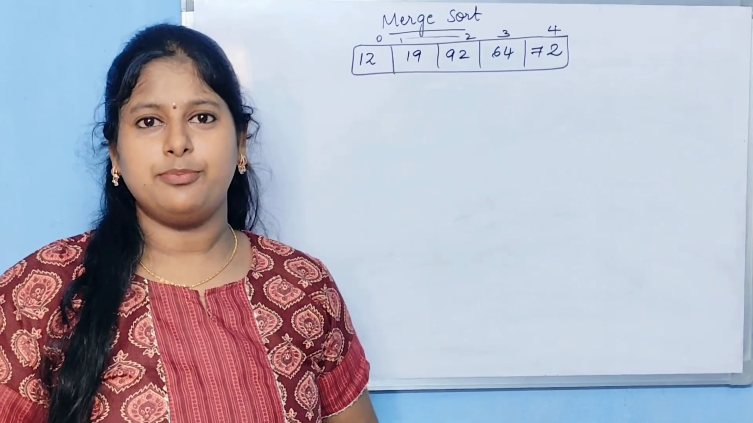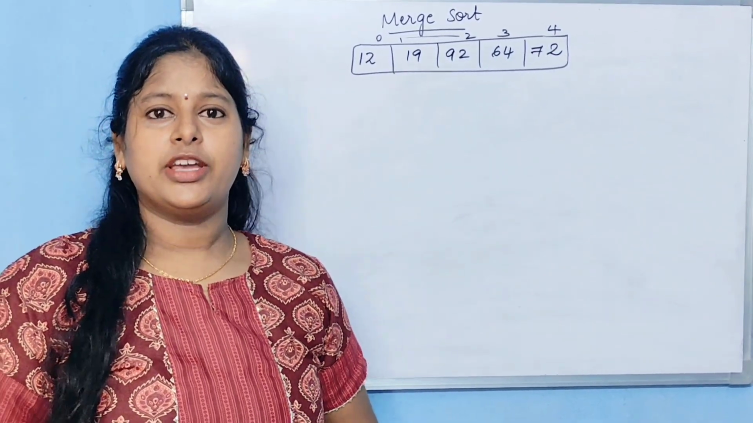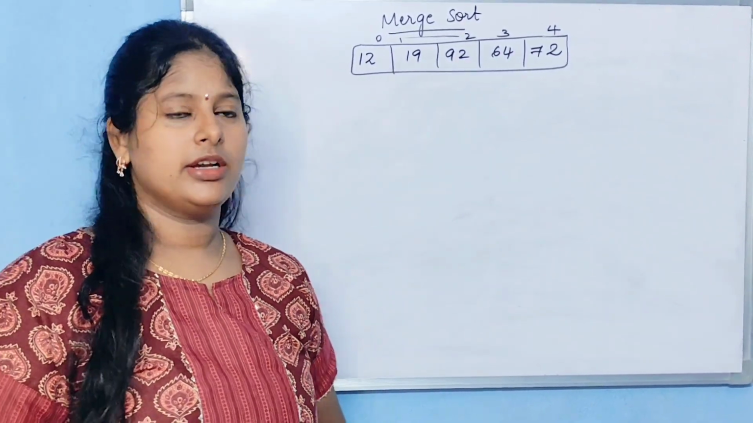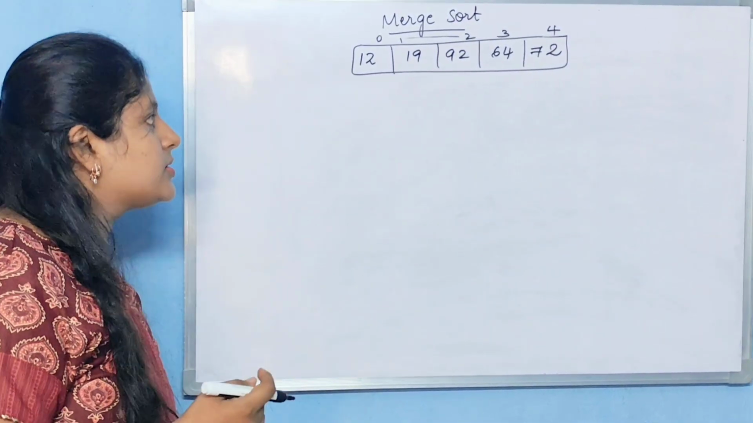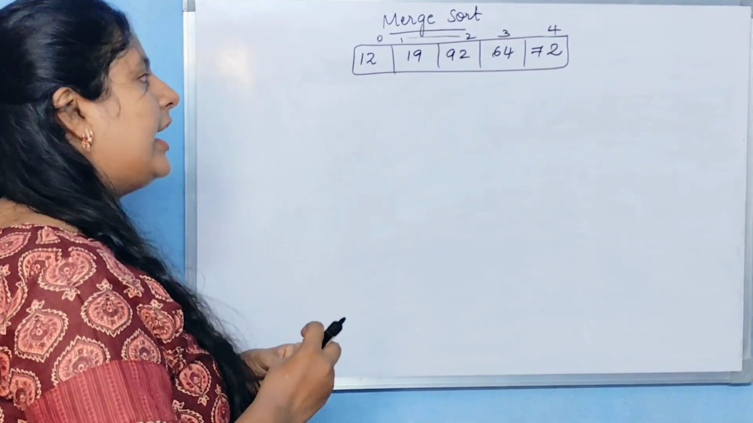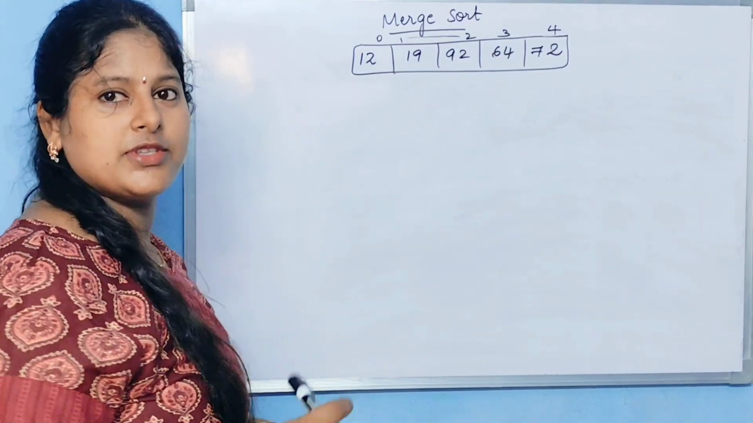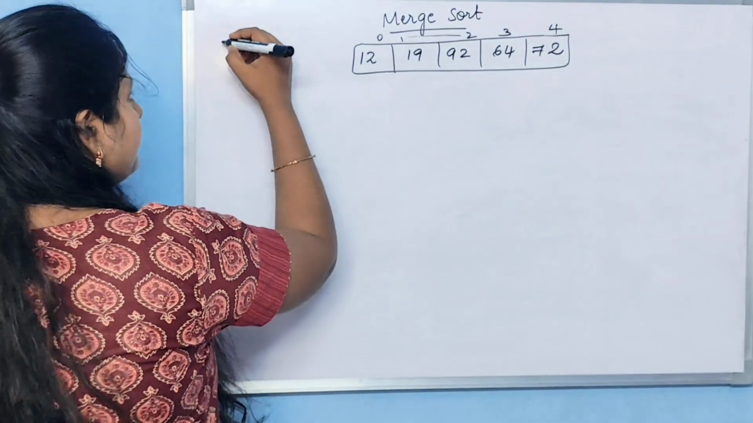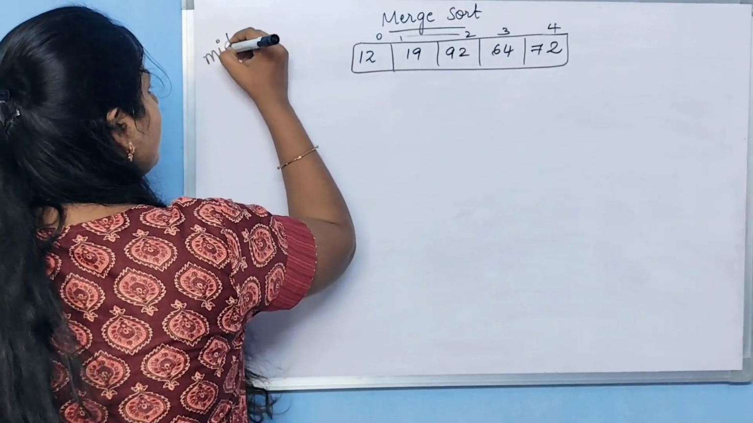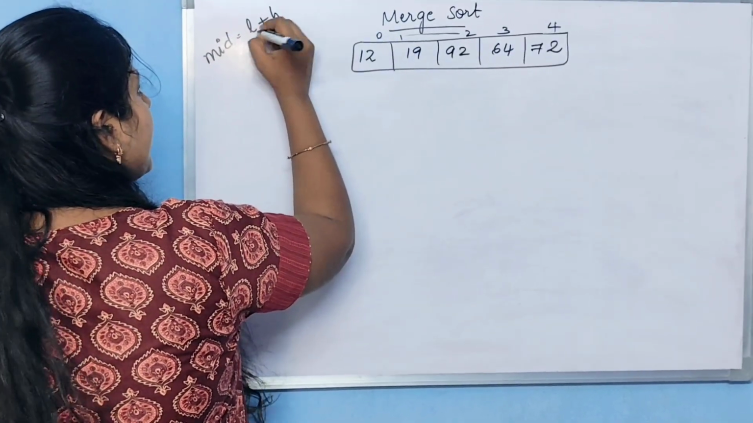Now let's see an example to implement the working of merge sort. So this is my array. Now I have to divide this array into two halves. For division of the array into two halves, what should I do? I have to calculate the mid value. Mid equals low index plus high index by 2.